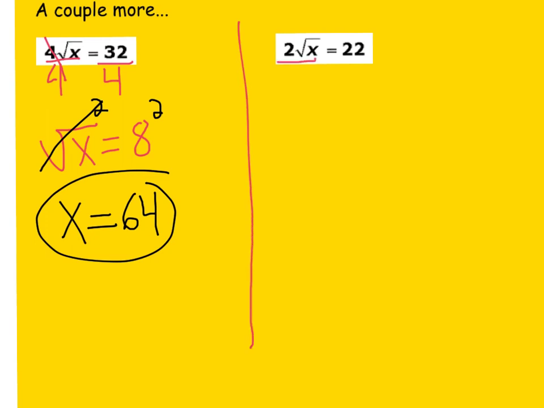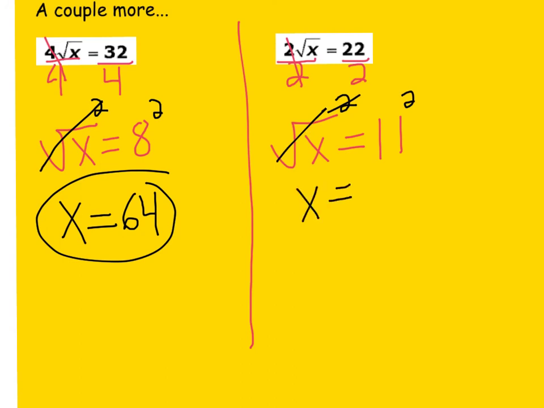Okay, let's do this one. I need to divide by 2 to get the radical by itself. When I do that, I get square root of x by itself, and I get 11. Next, how do I get rid of a square root? I square. This cancels this. I get x equals 11 times 11 is 121.